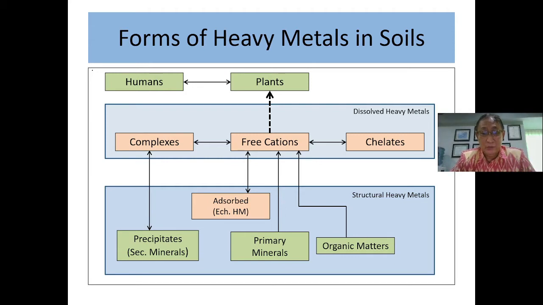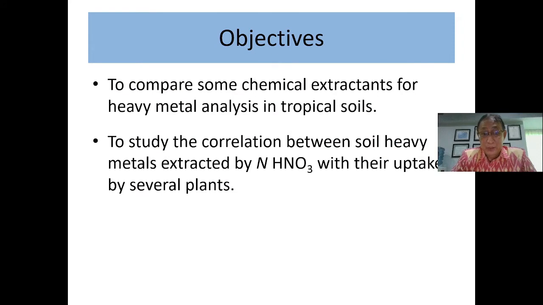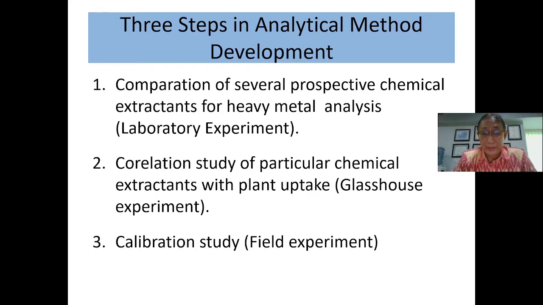So if we want to measure the concentration of heavy metal in the soil system, then we have to decide which part or which form of heavy metal to be measured. The objective of this research was to compare some chemical extractants for heavy metal analysis in tropical soil and to study the correlation between soil heavy metal extracted by nitric acid with their uptakes by several plants.